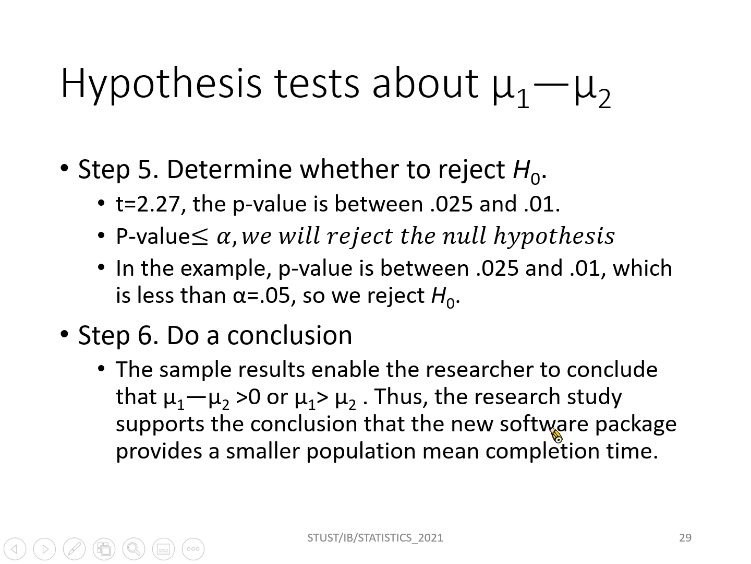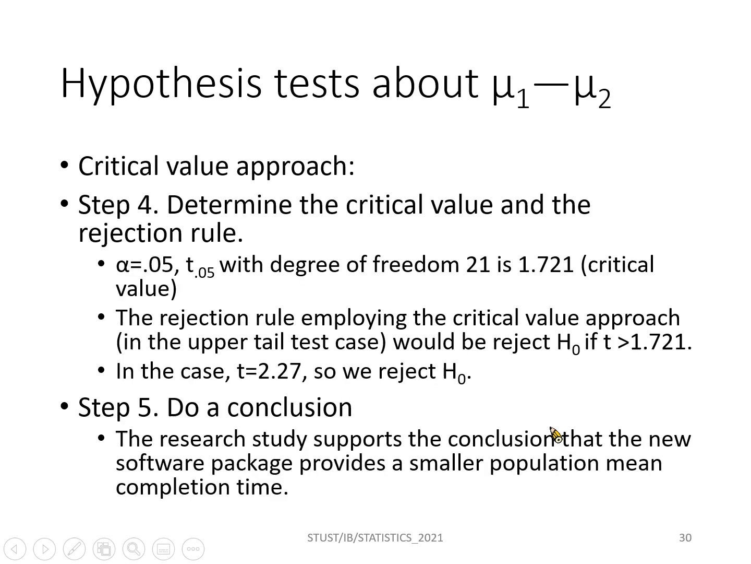Then you write the conclusion: the research study supports the conclusion that the new software package did provide a smaller population mean completion time than the current technology. So that's your result. You can also use the critical value approach. That is, you use the alpha value to calculate the t-value interval and check whether the t-value you have is located in that interval.